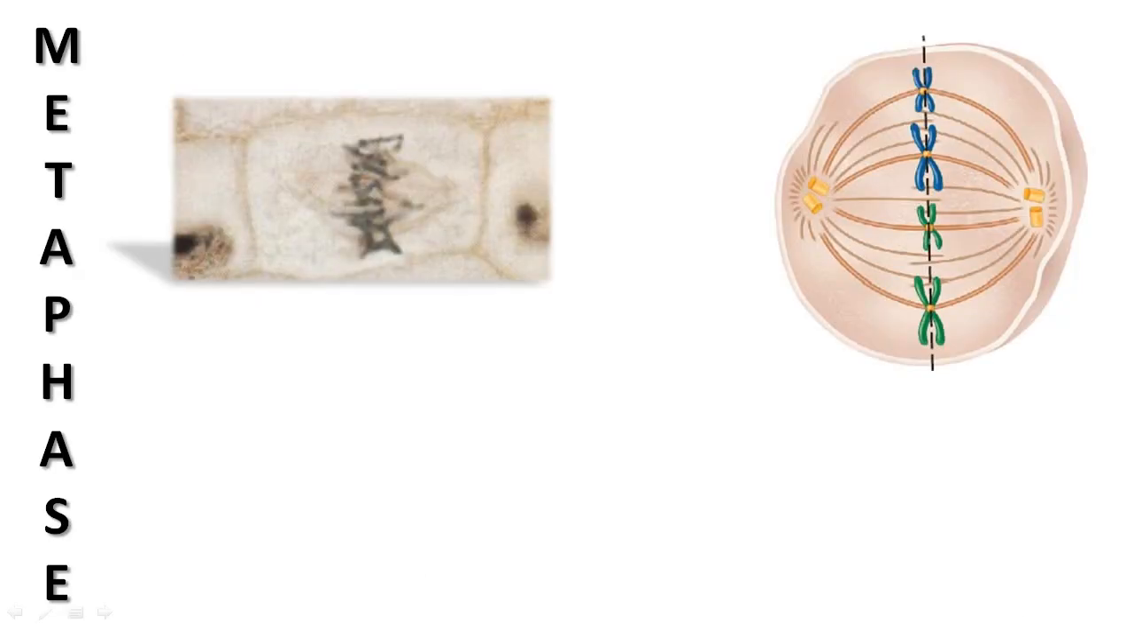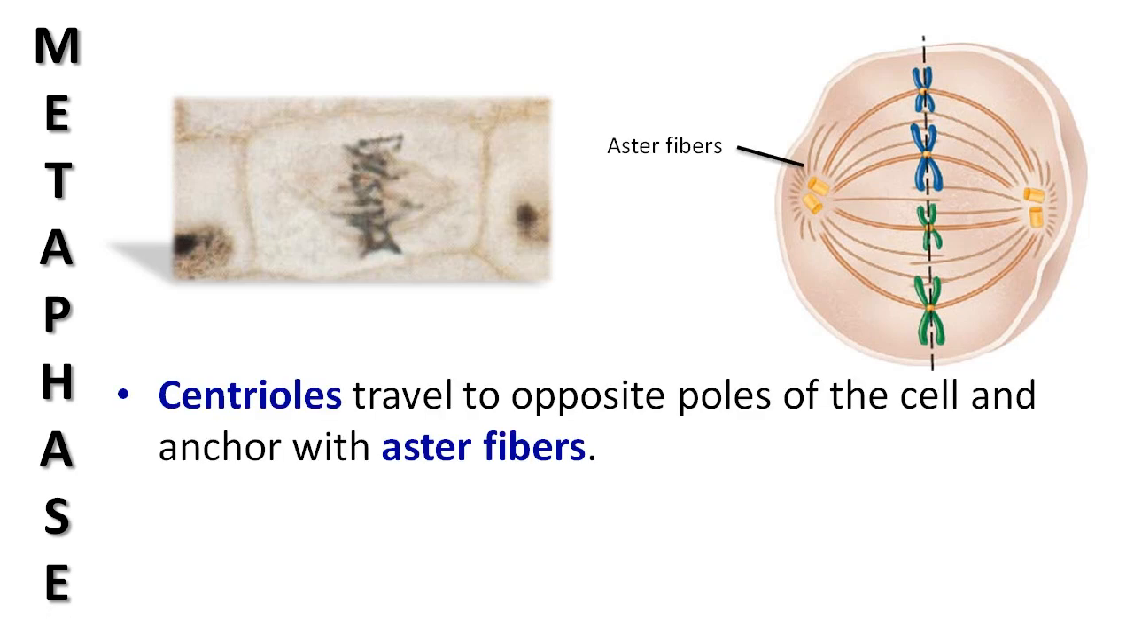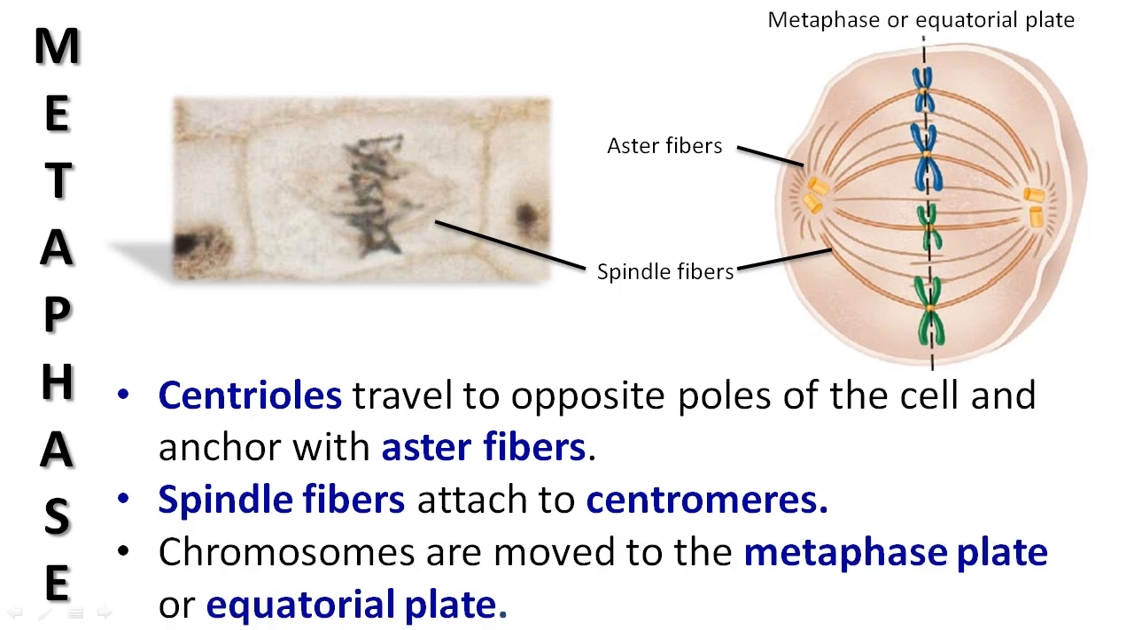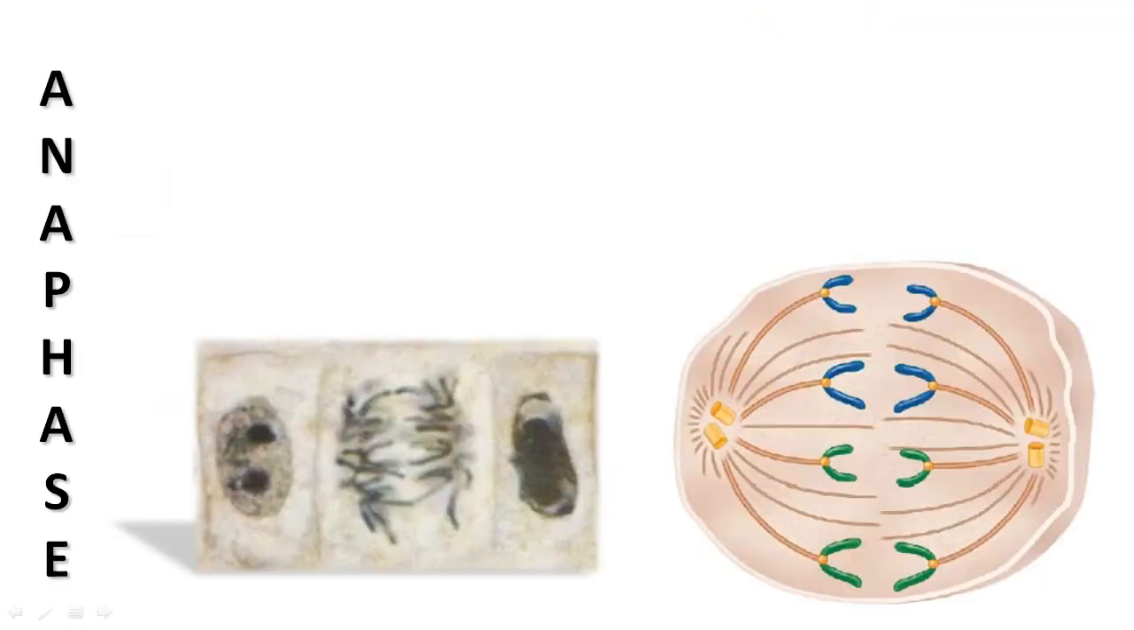The second stage is called metaphase. Here in metaphase, the centrioles are going to travel to opposite ends of the cell and anchor with the spindle fibers to the cell membrane. Secondly, the spindle fibers that have extended from the centrioles now attach to the centromeres of each chromosome. And as they do that, they guide the chromosomes to the metaphase plate, or the equatorial plate. Whichever name is used, realize that they're simply identifying the middle of the cell. And in fact, that's what metaphase means, the middle portion.